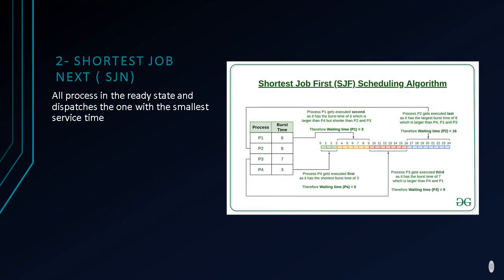Now the second method, shortest job next, SJN: take all processes in the ready state and dispatch the one with the smallest service time. As you can see in the example image, P4 is executed first as it has the shortest burst time, 3 seconds. After it, P1 is executed with a burst time of 6 seconds, after it P3, after it P2.